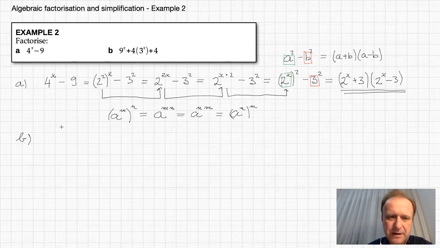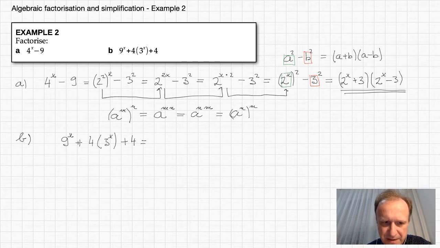Okay, in part B we have a somewhat complicated 3-term expression. So 9 to the power of x plus 4 times 3 to the power of x plus 4. Again, we see that there are 2 powers here, 3 to the power of x and 9 to the power of x, but you see there is some relationship between 9 and 3, there is a connection between them. 9 is actually 3 squared, so why not use it? We should use it. So replace 9 by 3 squared.